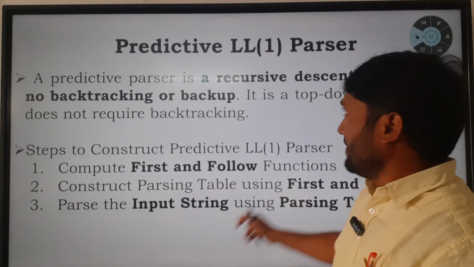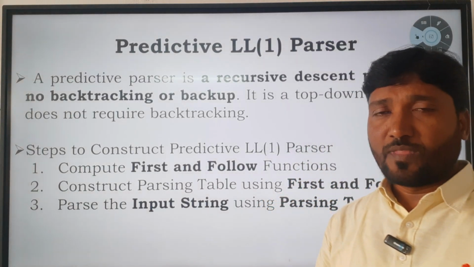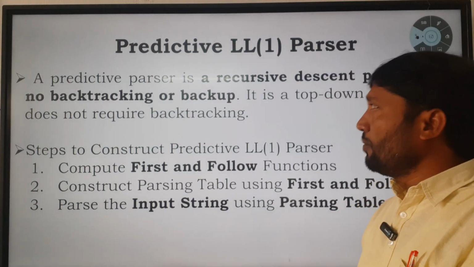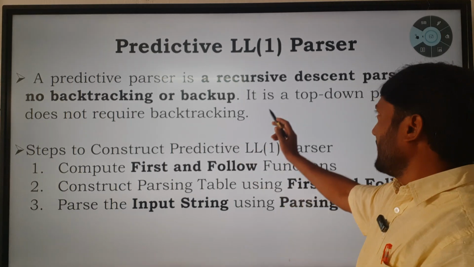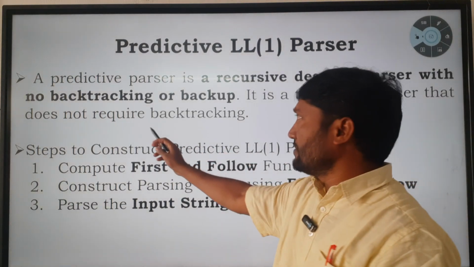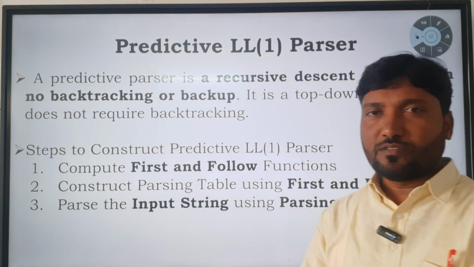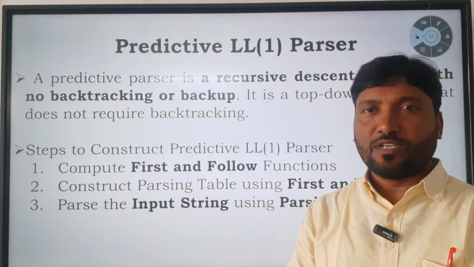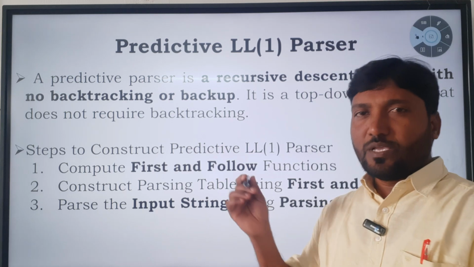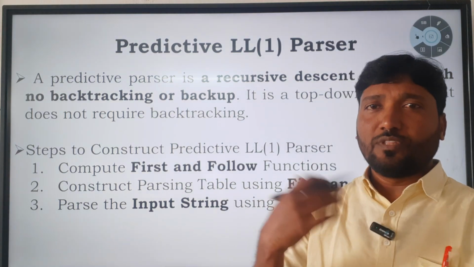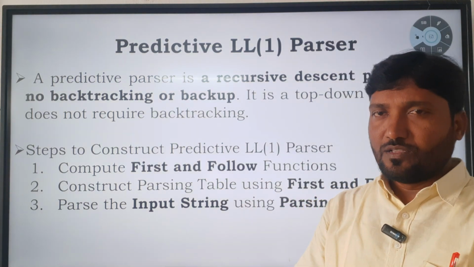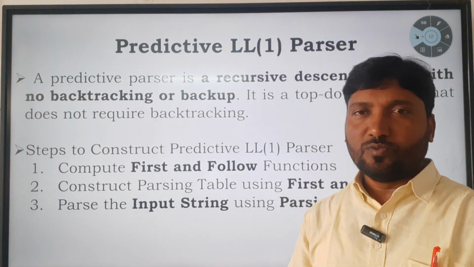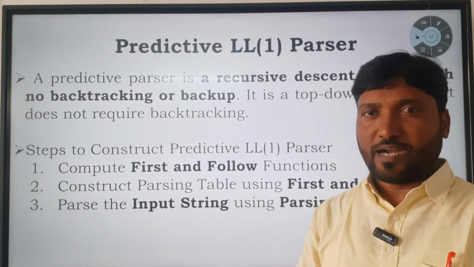And coming to what is a predictive parser. A predictive parser is a recursive descent parser with no backtracking or backup. It is a top down parser that does not require backtracking. Sometimes while constructing the parse tree, we may have to go back to construct it. By using this parser, there is no need to go back, that means no backtracking.